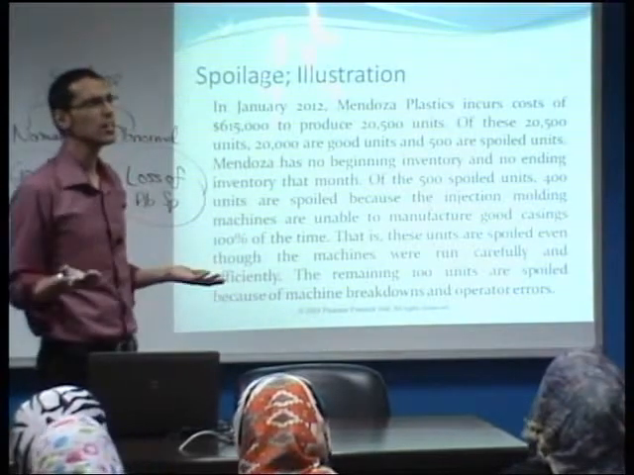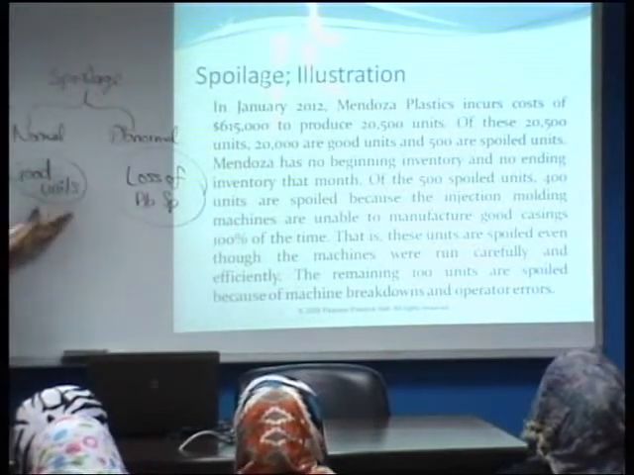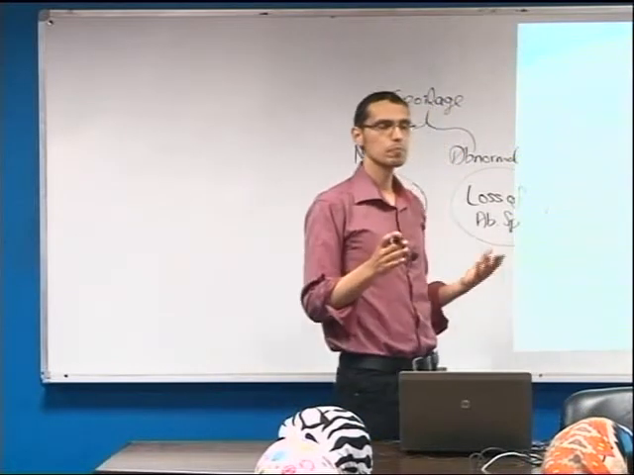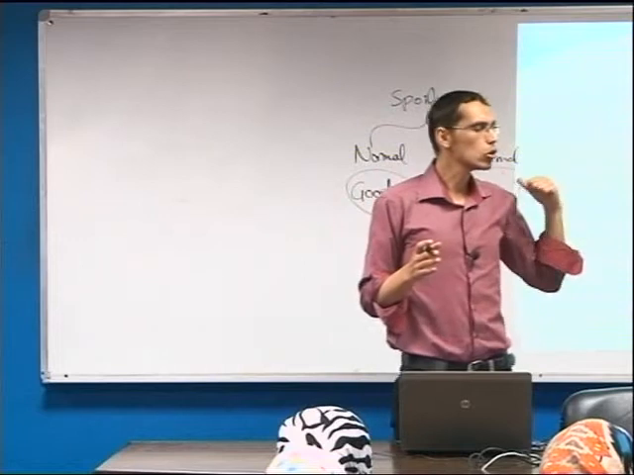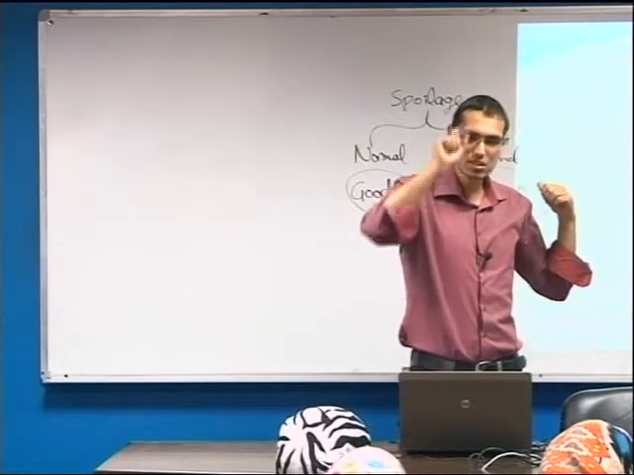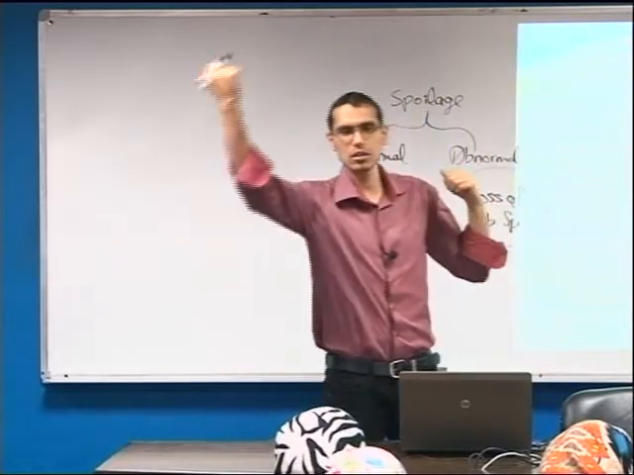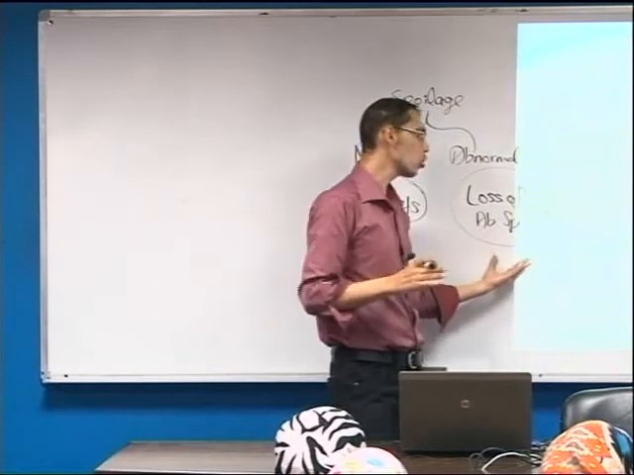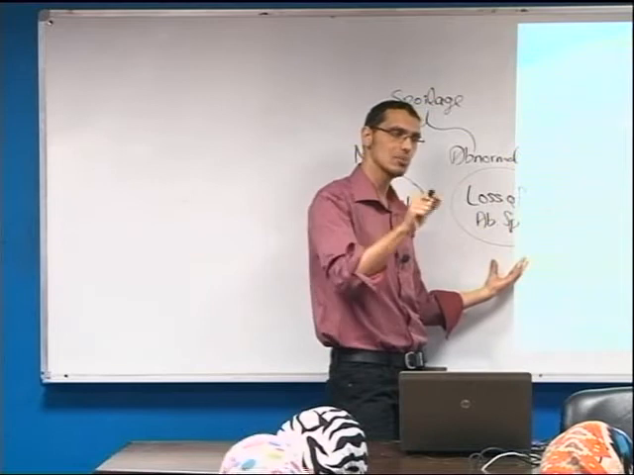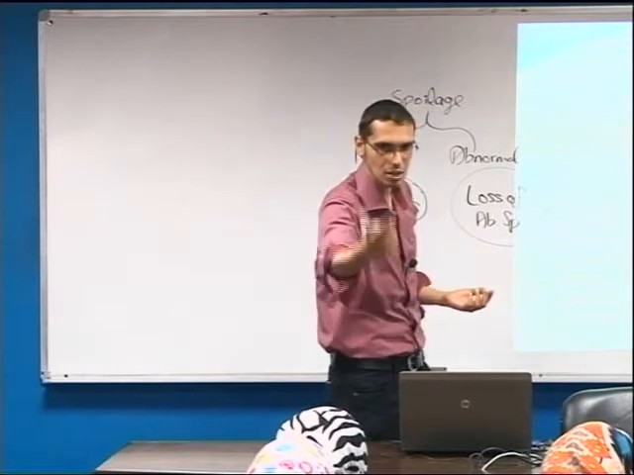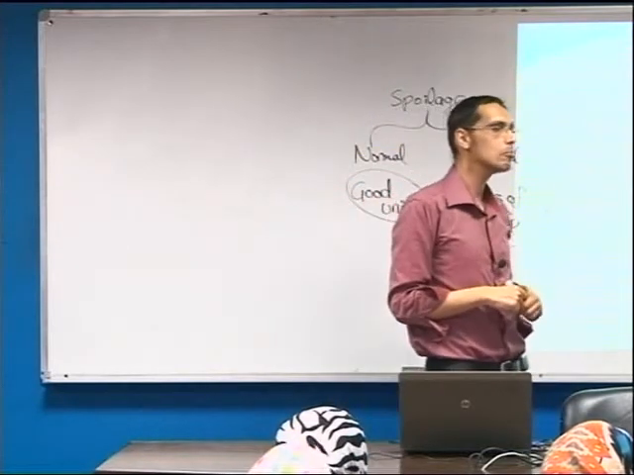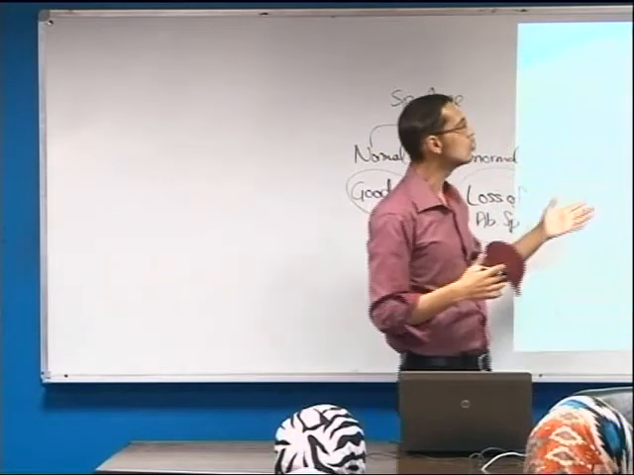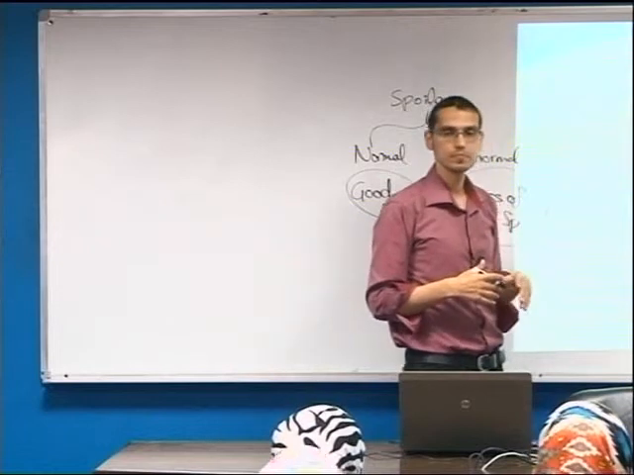So now what do you think would be the normal cost, and what would be the abnormal cost? Of course, the normal cost should be determined in order to be added on to the cost of good units, while the abnormal cost should be determined in order to be presented in the income statement as loss from abnormal spoilage. Therefore, what do you think we need to do in this case?